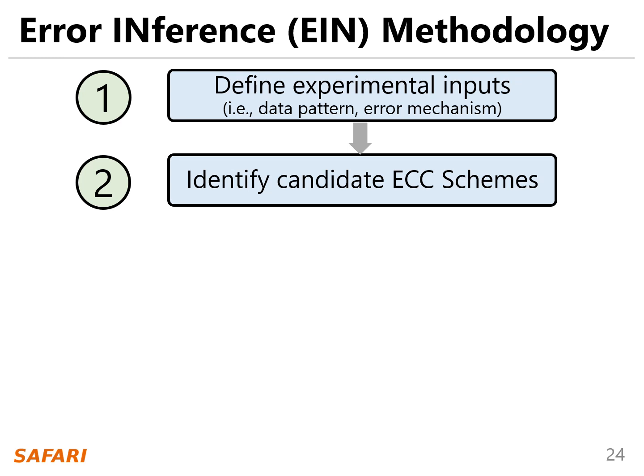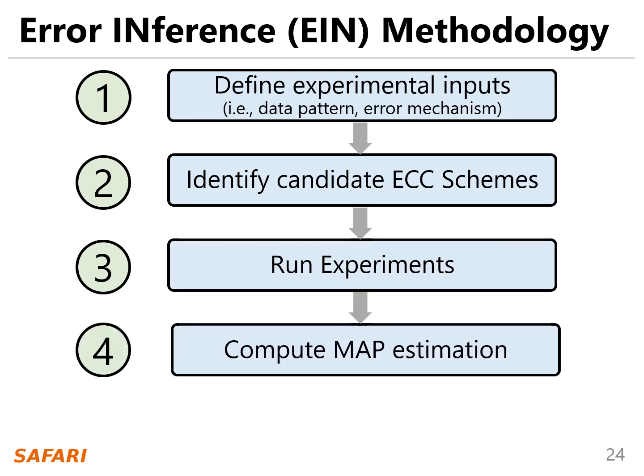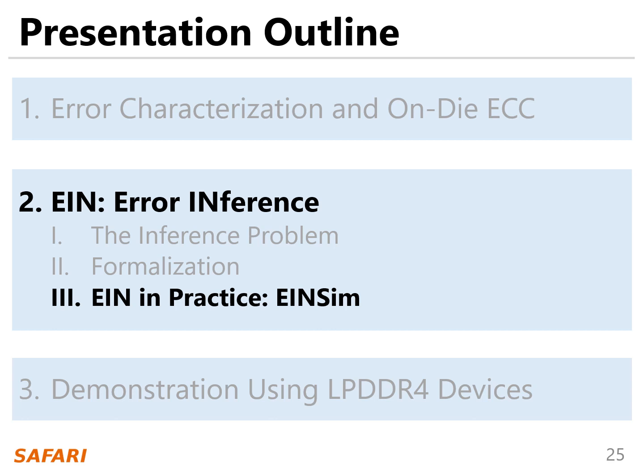The second step is to identify candidate ECC schemes that we feel might be used in our device. Third, we run experiments using the real device. And fourth, we compute the map estimation, which yields the most likely ECC scheme that's used in our device. So now, let's take a look at how EIN looks in practice, and we'll introduce what EINSim is and how it's used.